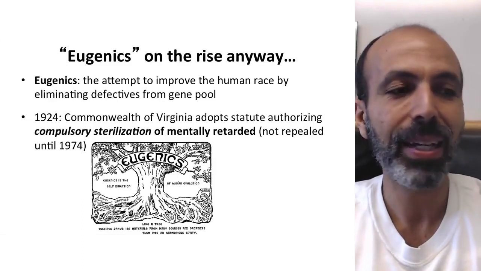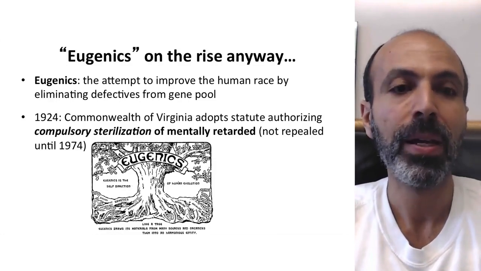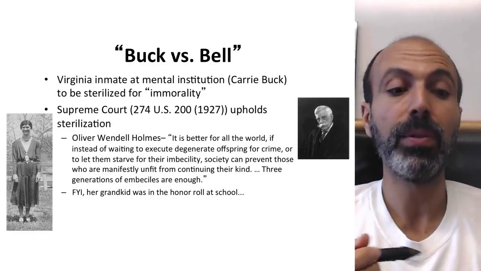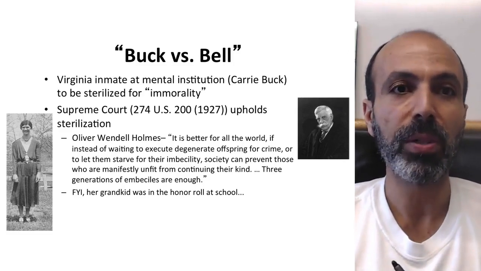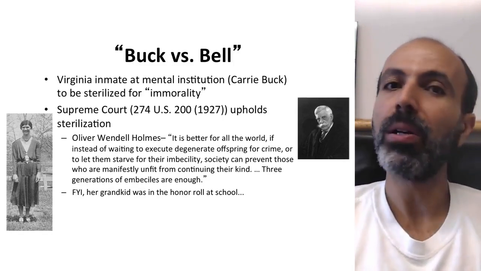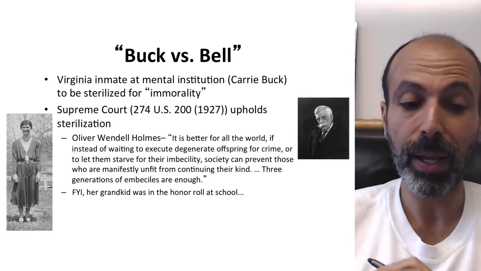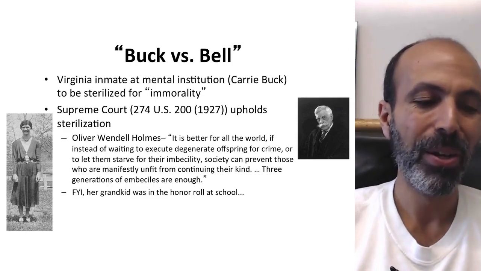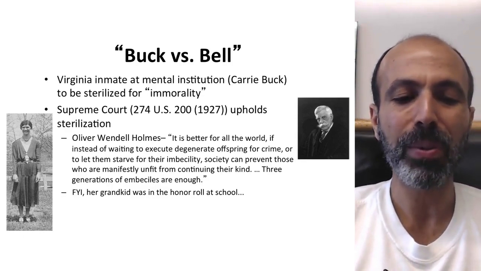So again, this kind of thing is in our history, and this is a misapplication of evolutionary genetic insights. There was a famous case. That was the case of Buck versus Bell. So Buck was named for Carrie Buck, who was a Virginia inmate in a mental institution. Her picture is there on the screen. And she was to be sterilized for, quote, immorality. This went all the way to the Supreme Court, and in fact, the legendary Oliver Wendell Holmes read the statement on it, and I have it quoted here. "It is better for all the world if instead of waiting to execute degenerate offspring for crime, or to let them starve for their imbecility, society can prevent those who are manifestly unfit from continuing their kind."